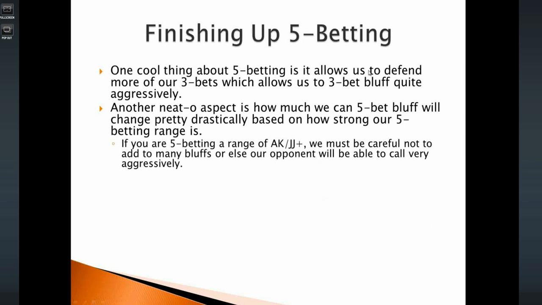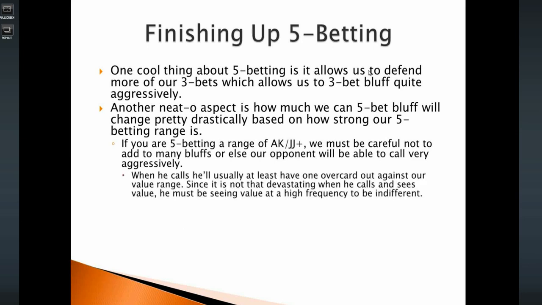If you are 5-betting a range of aces, kings, and jacks, we must be careful not to add too many bluffs or else our opponent will be able to call very aggressively. When he calls, he'll usually at least have one overcard against our value range. Since it is not that devastating when he calls and sees value, he must be seeing value at a high frequency to be indifferent.